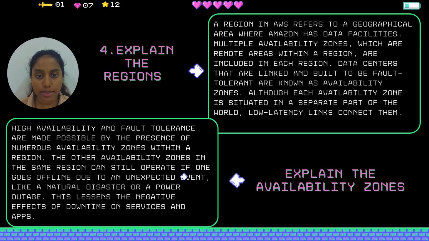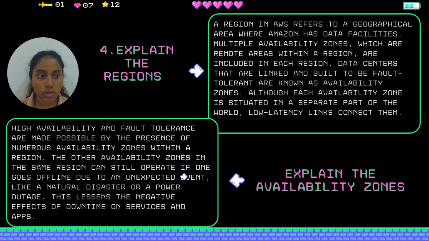So for question 4, it is divided into three parts, which is explain the region in Amazon EC2, explain the availability zone in Amazon EC2, and how AWS EC2 availability zones are connected. So for the first one, a region in AWS refers to a geographical area where Amazon has data facilities. Multiple availability zones, which are remote areas within a region, are included in each region.